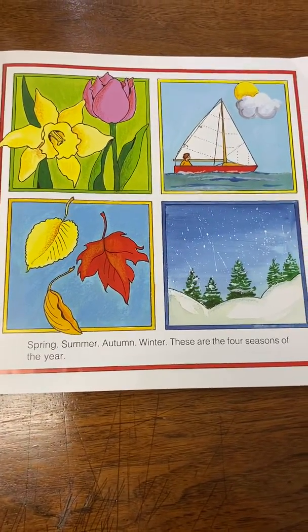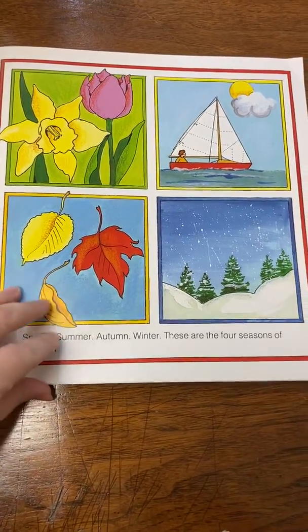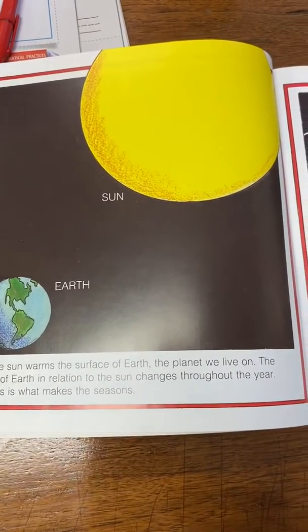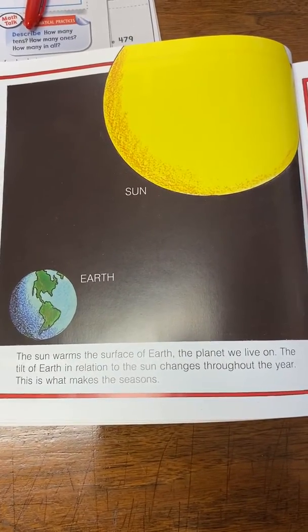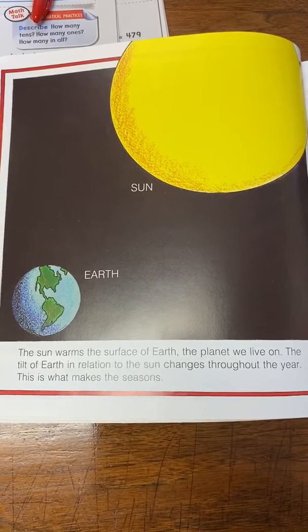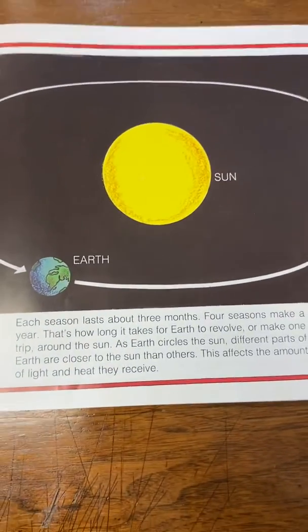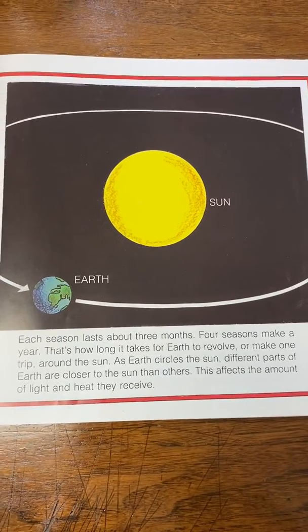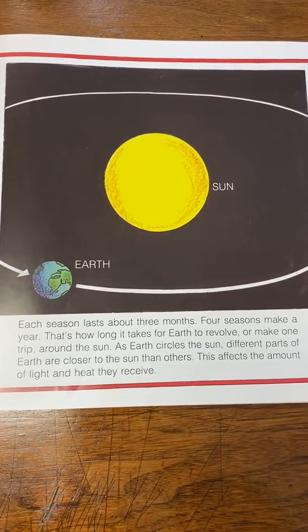Spring, summer, autumn, winter. These are the 4 seasons of the year. The sun warms the surface of Earth, the planet we live on. The tilt of Earth in relation to the sun changes throughout the year. This is what makes the seasons. Each season lasts about 3 months. 4 seasons make a year. That's how long it takes for Earth to revolve or make one trip around the sun.